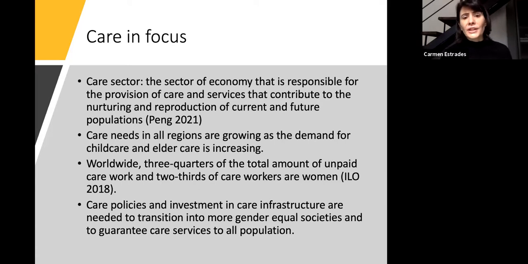But in any case, care needs in all regions in the world are growing as the demand for childcare and elder care is increasing. Why is this happening? It depends on the country that we analyze, but many countries have two big phenomena. Of course, we have other things. And now I think the COVID crisis has shown that the care sector is extremely important for the paid labor market sector to work. It's very important to have a good care service sector.